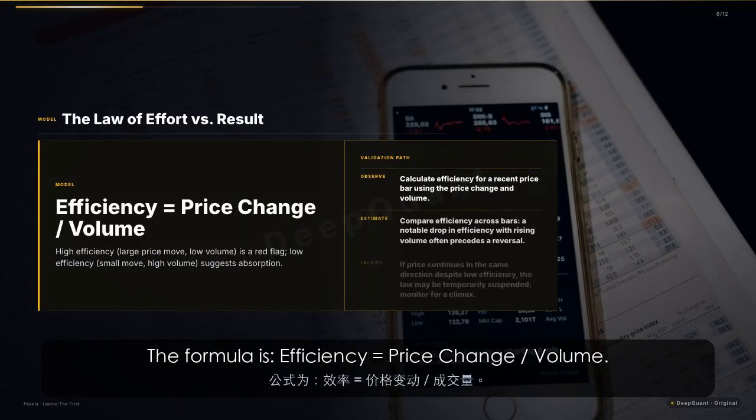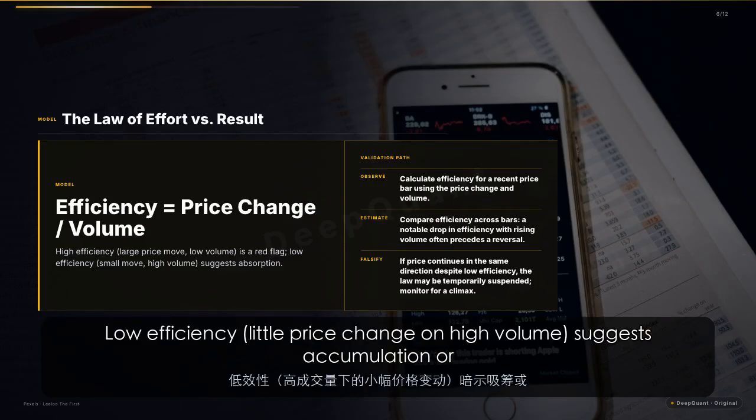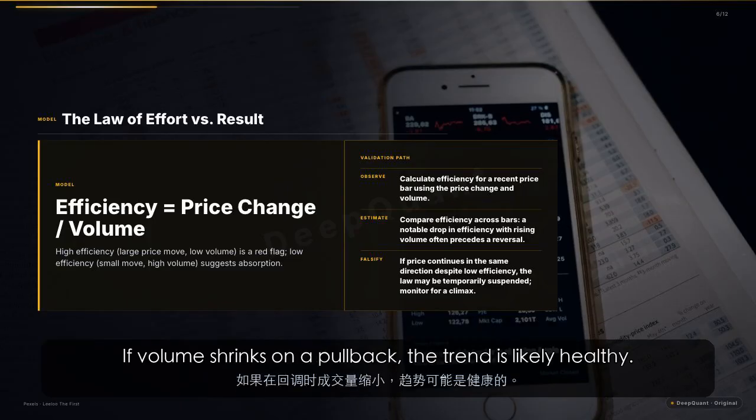The formula is efficiency equals price change / volume. High efficiency, big price move on low volume, is often a warning of a weak move. Low efficiency, little price change on high volume, suggests accumulation or distribution. In practice, you compare the relationship. If volume spikes but price stalls, expect a reversal. If volume shrinks on a pullback, the trend is likely healthy.